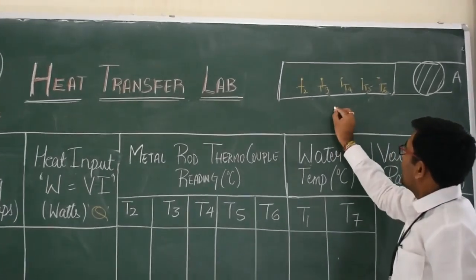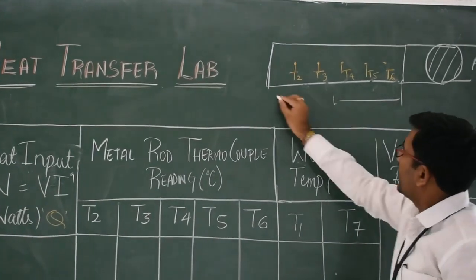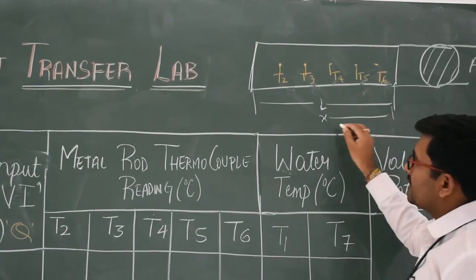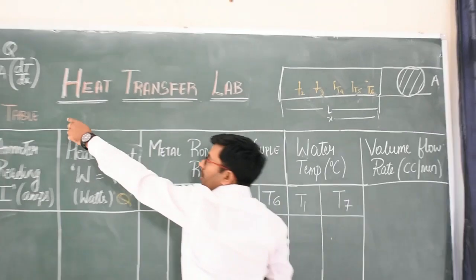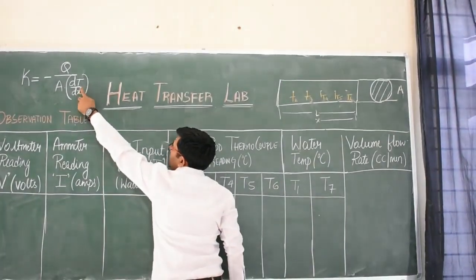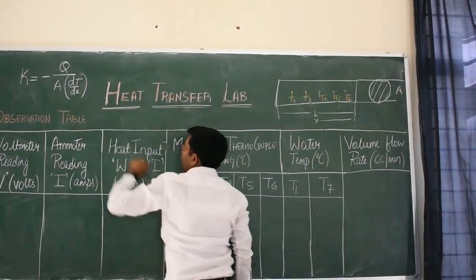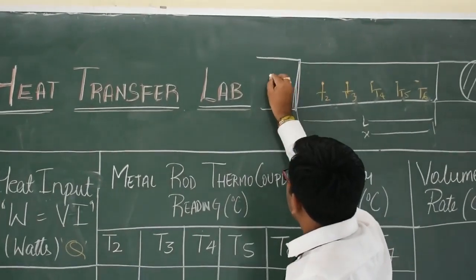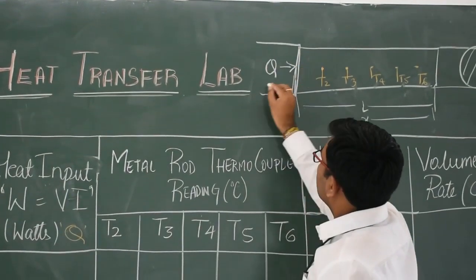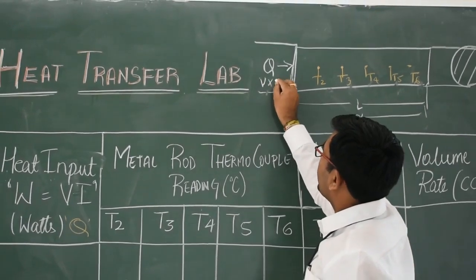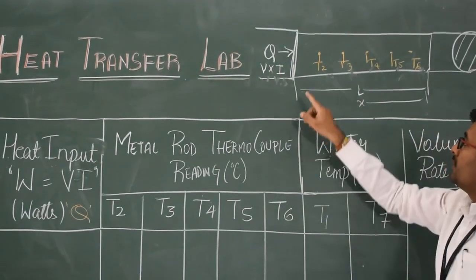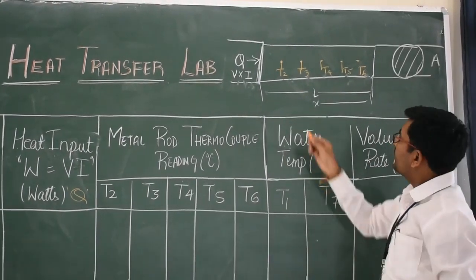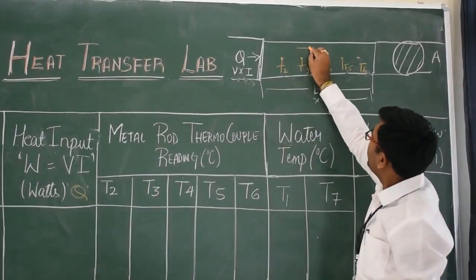So L is the length of the metal rod. You can take it as L, or you can consider it as X also. The reason for considering X is that in the formula there is dx, the variation of temperature along the X direction. And here there will be one heater, that is Q, the heat input, voltage multiplied by current. Now the T2 temperature will be more, as the heat is transferring from the left end to the right.